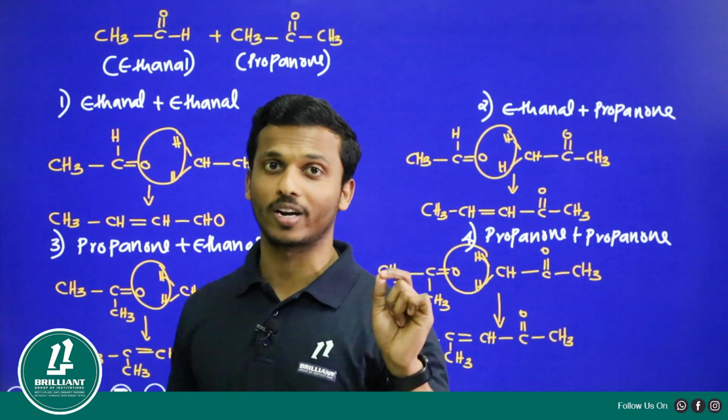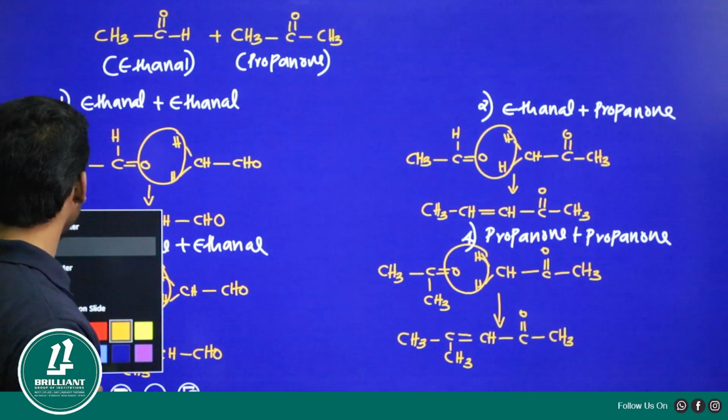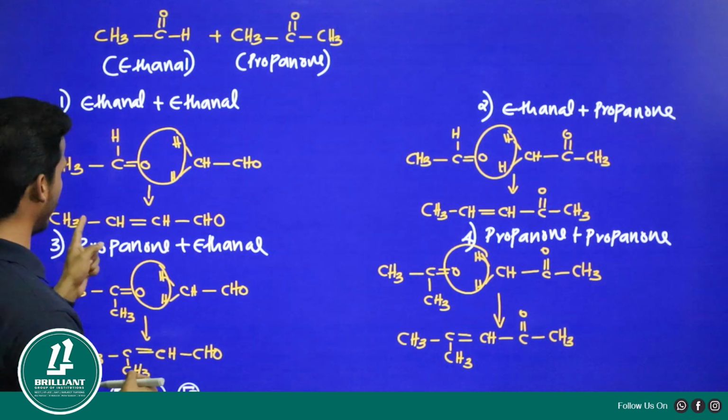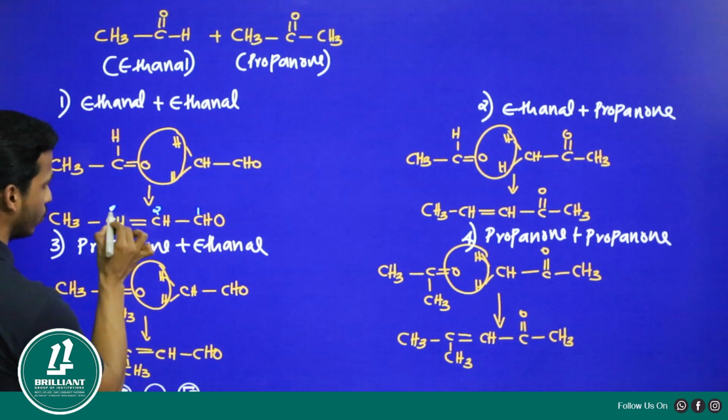Can you tell me, student, in all these 4 products, is any one of the products repeating? No. Let us check it. What is the name of the first product? What is the compound name? You know, aldehyde is the main group. Therefore, 1, 2, 3, 4.